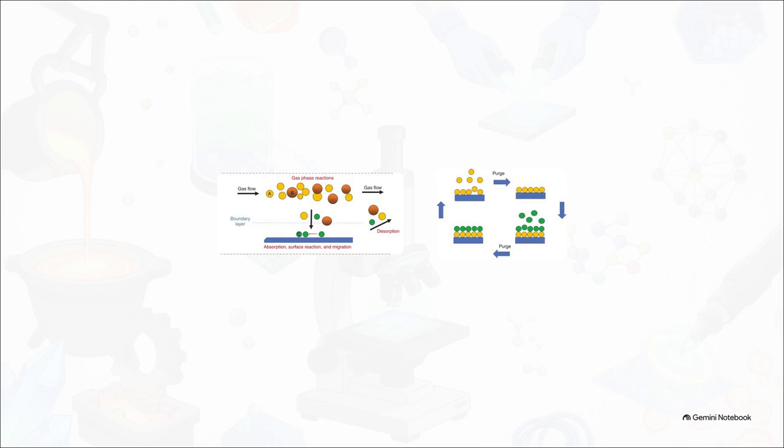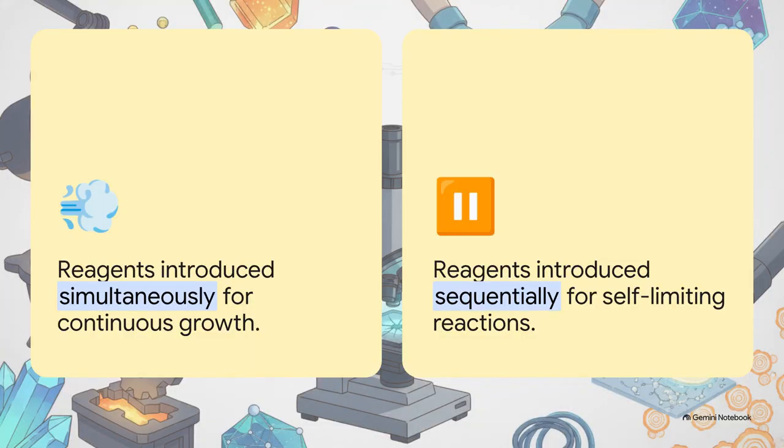So in standard CVD, reactant gases are introduced simultaneously to get rapid film growth, but atomic layer deposition, or ALD, intentionally separates them. We pulse the first precursor, let it react with the surface, and then completely purge the chamber with inert gas before we even think about pulsing the second precursor. The reactive gases are never ever in the chamber at the exact same time. And this single distinction, it literally changes everything.